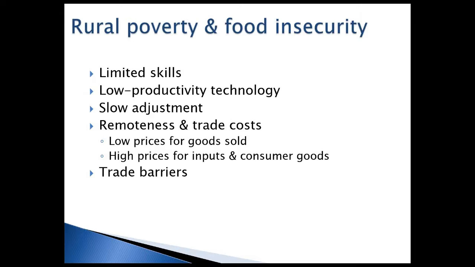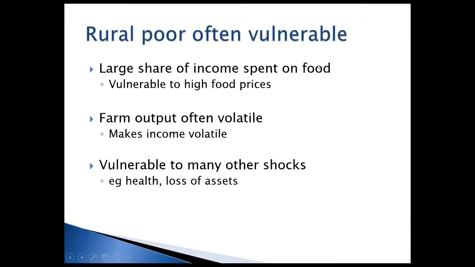Rural areas are often remote with very high trade costs, so producers get low prices for the goods they sell. Everyone pays high prices, both for inputs and for consumer goods. And then, of course, there are often barriers to trade, both domestically and internationally, that have the same effect. Lower the prices for goods sold and raise them for inputs and consumer goods.